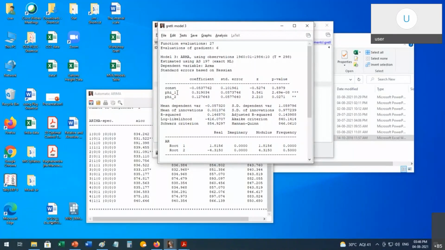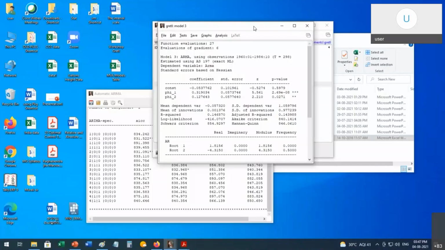Now in Gretl, remember, if we have a seasonal coefficient, then that seasonal AR will appear with a capital P, capital Phi. And the non-seasonal MA will appear as theta. So we will have theta 1, theta 2 and so on. And the seasonal MA coefficient will appear with a capital Theta. So remember that.